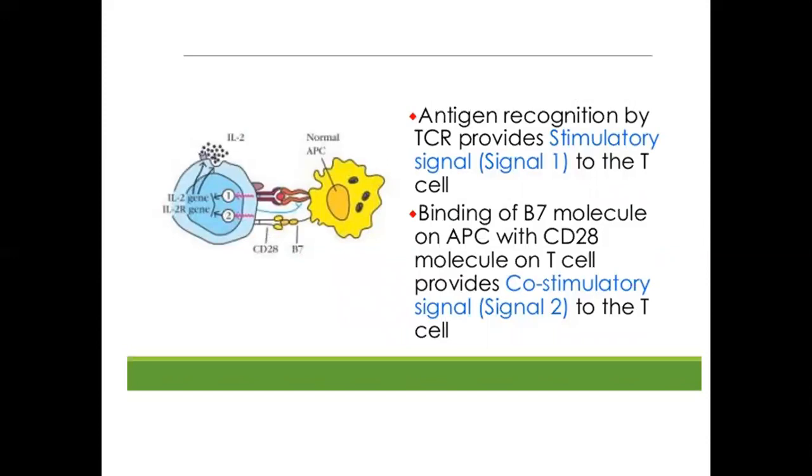Antigen recognition by the TCR provides the stimulatory signal, signal 1, to the T cell. Then the binding of the B7 molecule on the APC with the CD28 receptor on the T cell provides the co-stimulatory signal, which is known as signal 2 to the T cell.